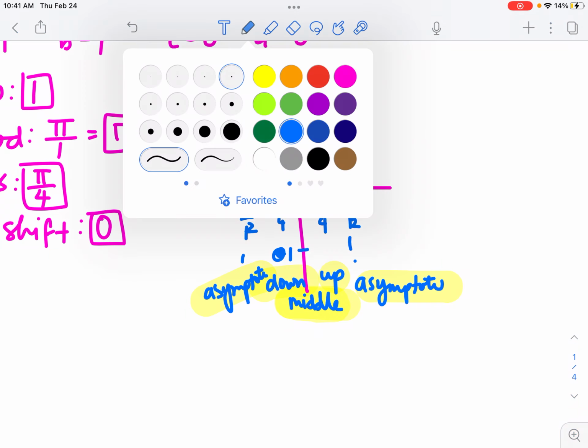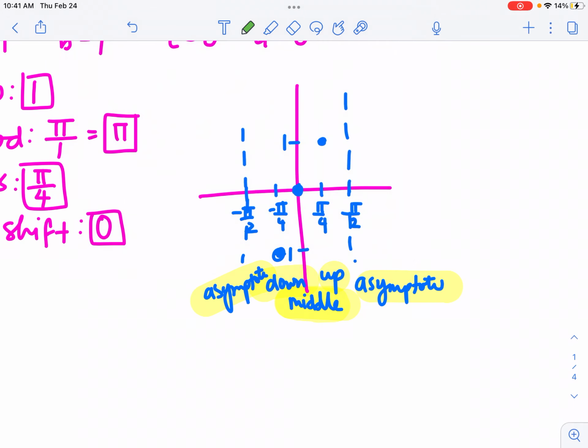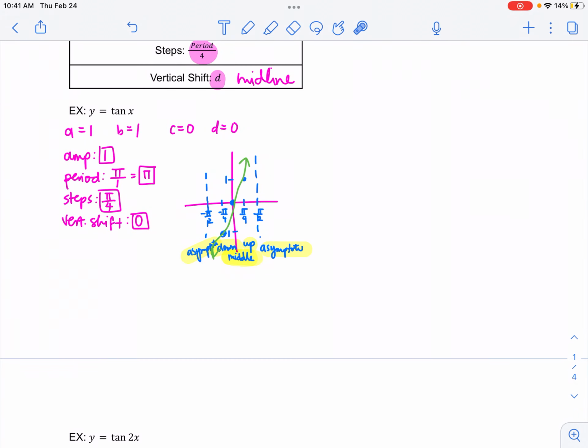Most important thing probably is to connect the dots. Again, I don't know why this is not coming out very pretty, but that's what the tangent graph should look like, okay? So you always want to make sure you label everything like you see here, and that each point needs to have its own step, and each asymptote needs to have its own step. Okay, so there's one example.